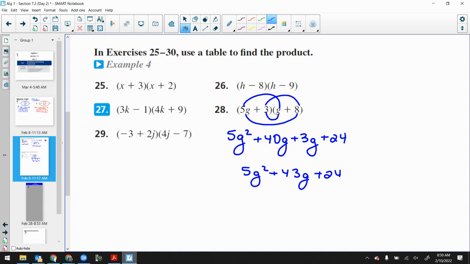Any other ones that we need to go over 25 to 30? Yeah. Why wouldn't you add the 5g squared to the 43g? Is it because of the squared? Yes, because it's not like terms technically, because it's a different power. Any other questions on the homework? Okay, again, practice makes perfect with that. If you're not doing the homework, it's not going to click.